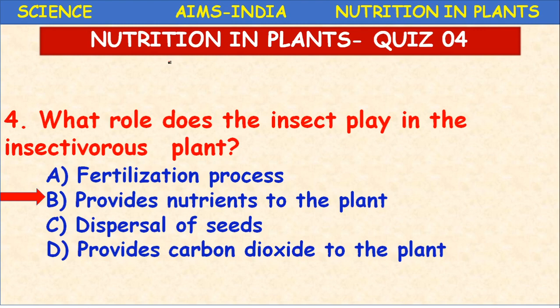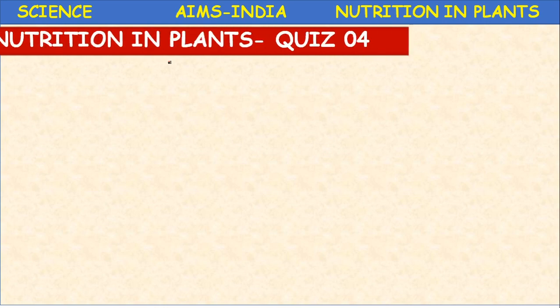Which nutrient mainly? Nitrogen. Where is the nitrogen present in the insect? Proteins are the nutrients which are made up of nitrogen. So the sap present in the insects is absorbed by the plant. They digest that insect and absorb the nutrient. So the proteins containing nitrogen are useful for the plant for synthesizing proteins again. Okay. Next question.